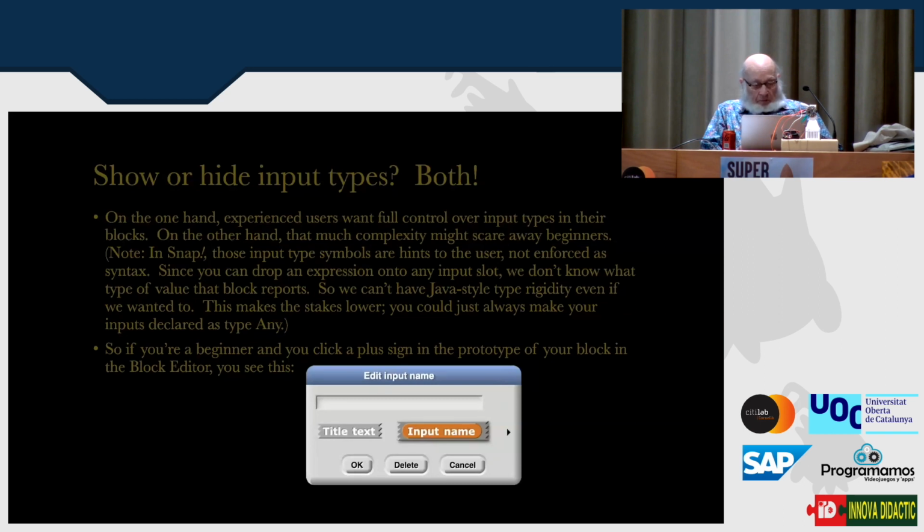Okay, I'm going to leave out this big parenthesis thing. So if you're a beginner and you click on one of those plus signs in the block editor, that means you want to put an input in here, you see this dialog where you get to type the name of your input or some text that you want to be part of the title. You click whether it's an input name or title text, and you say okay. And that's all there is to it for making an input. And this works fine because you get an input of type any, which means you can put anything in it and it'll be happy.